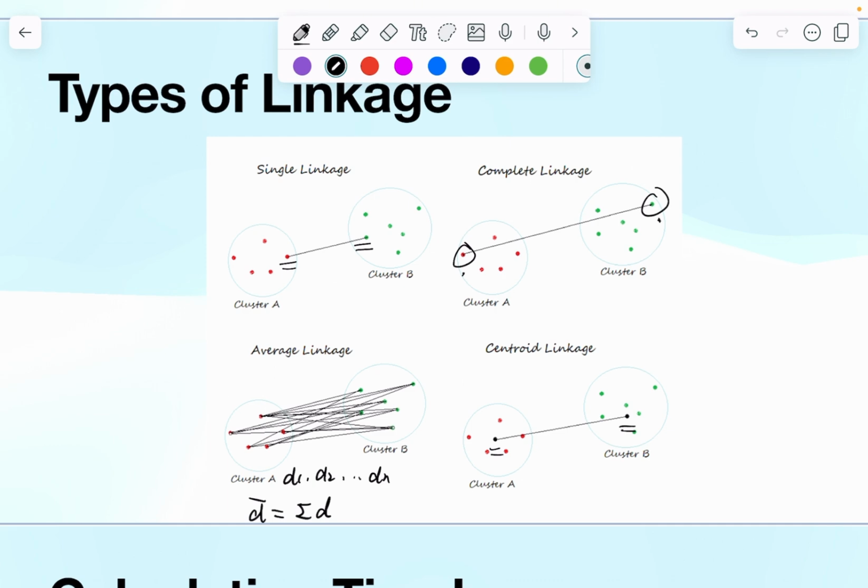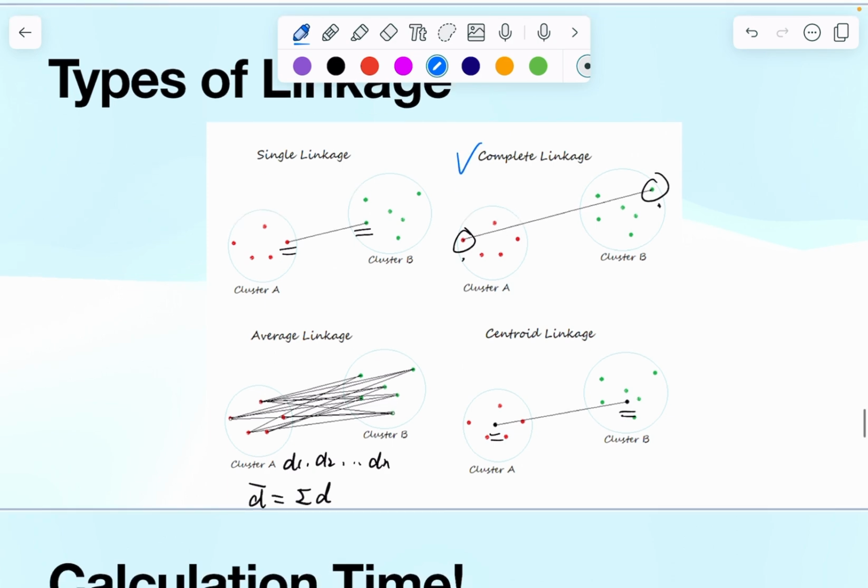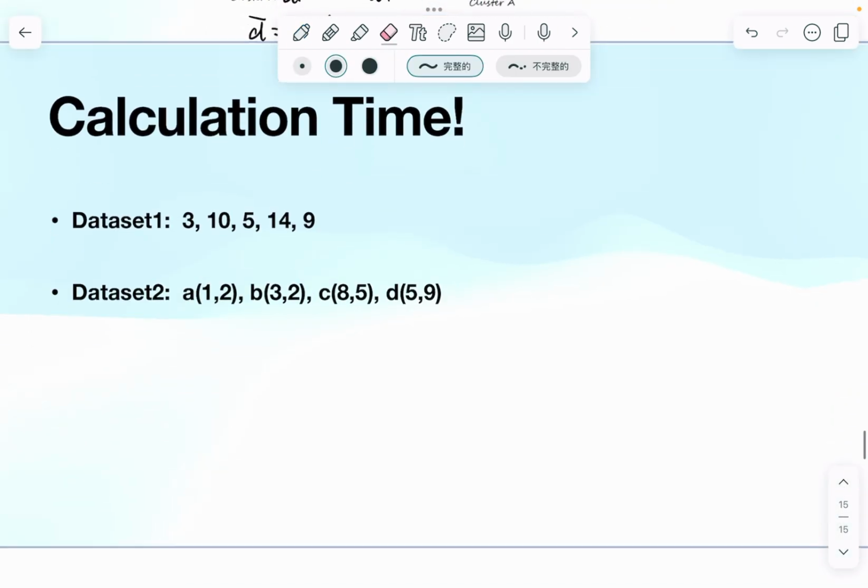Okay, so in today's example, we will use complete linkage. Let's do the calculation. So we'll take dataset 1 as our example. This is round 1. And we write all the data points here.